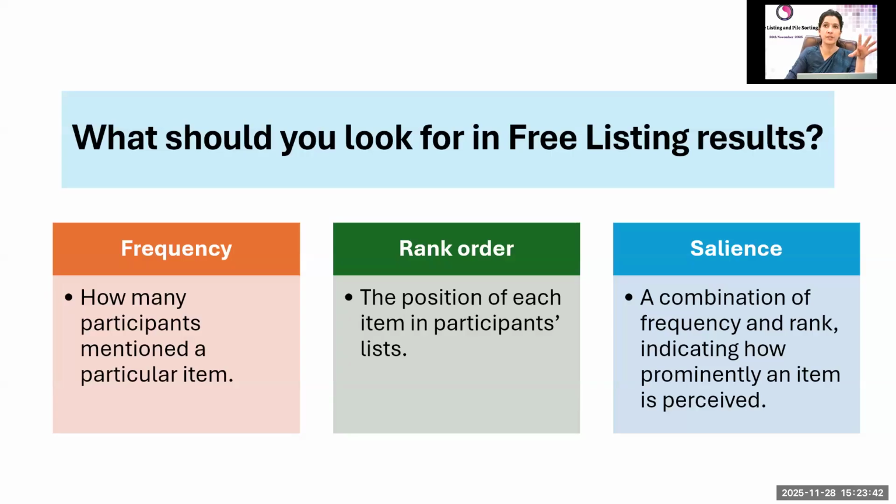That is frequency. Then rank order is the position of each item in the participant list. And then on the basis of both rank and frequency, the salience index is calculated. This salience or Smith index is automatically calculated in Anthropac. But you need to understand the background, how it is calculated. And for that, we need to spare a few minutes here.